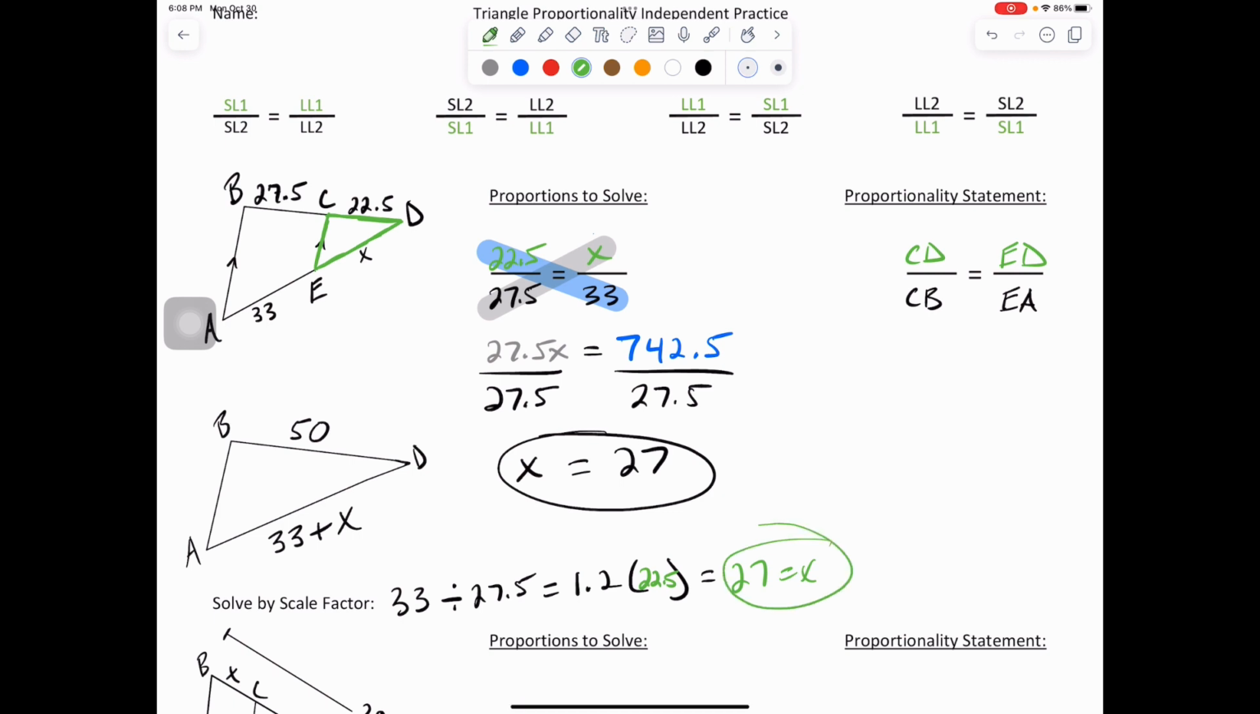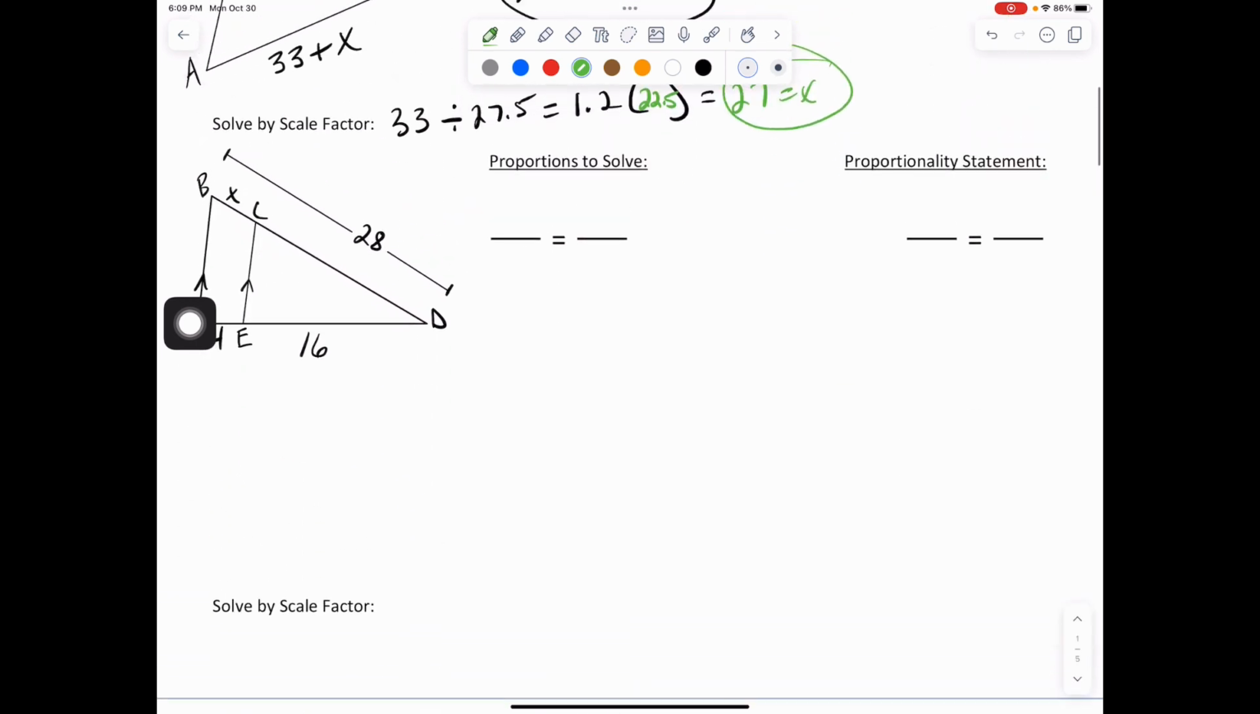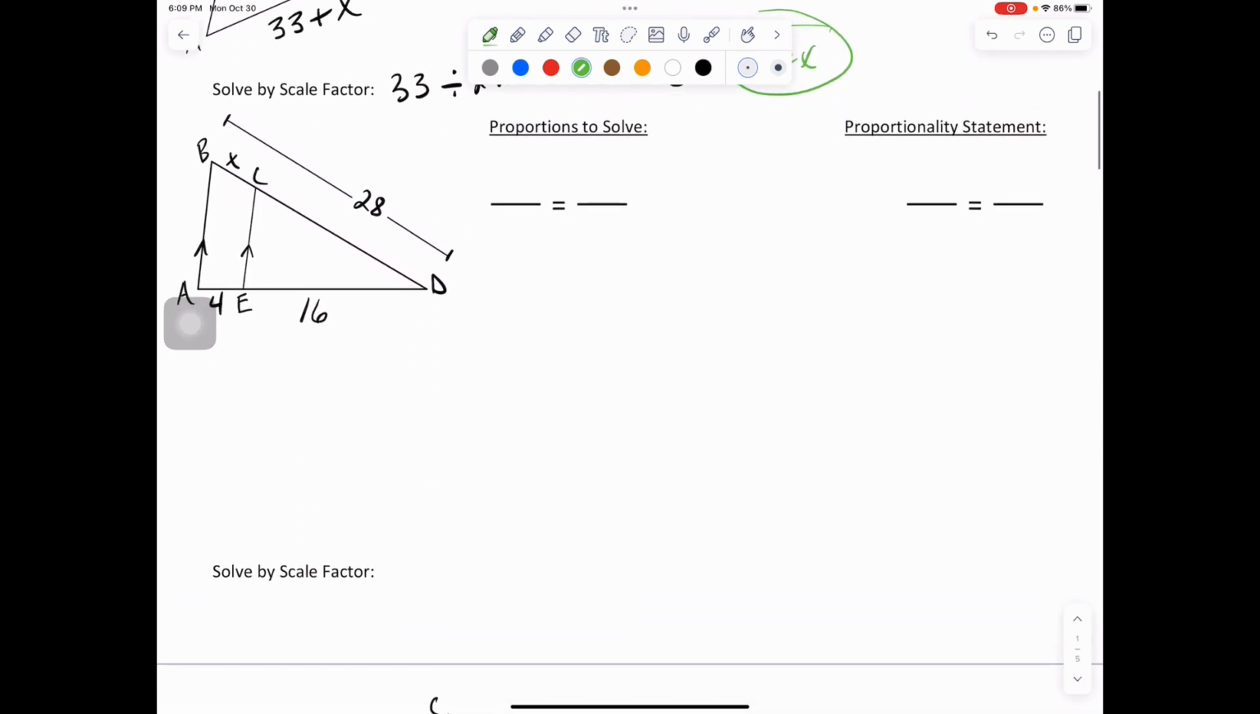I do not mind, whatever is best for you and your understanding, but don't be asking questions mid-assessment like, Mr. Richards, I wanted to take the shortcut, but I'm unsure. I'm sorry if you're unsure, but you should be confident with the proportions to solve. All right, moving forward, we're going to take a look at a different one.